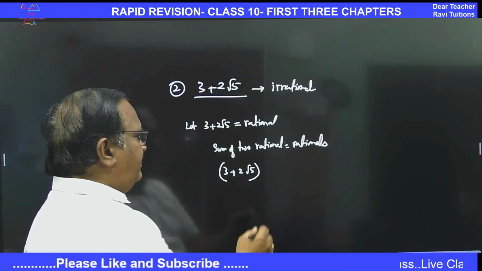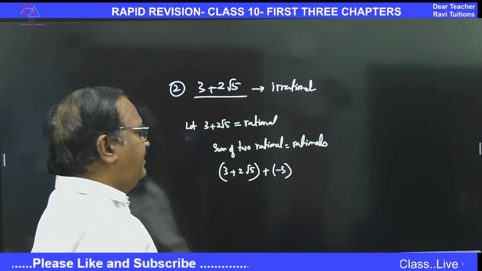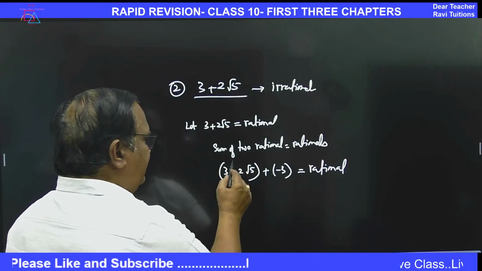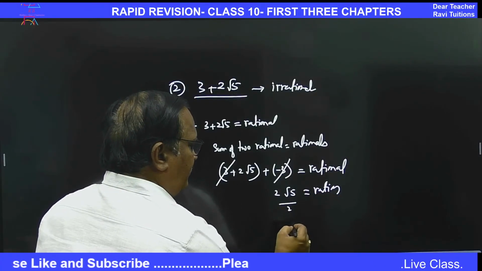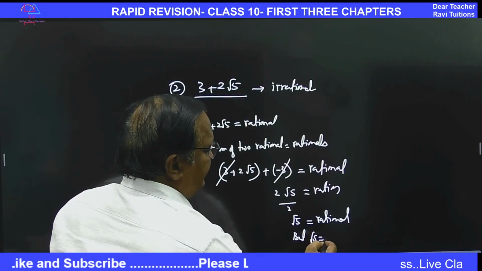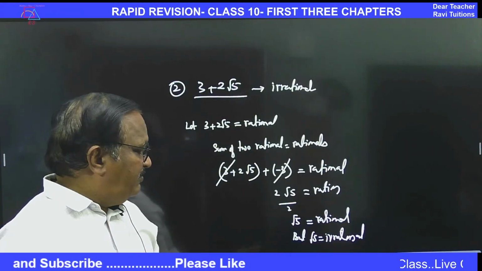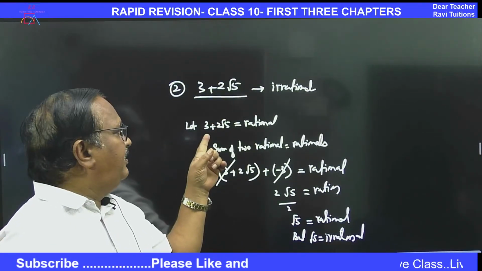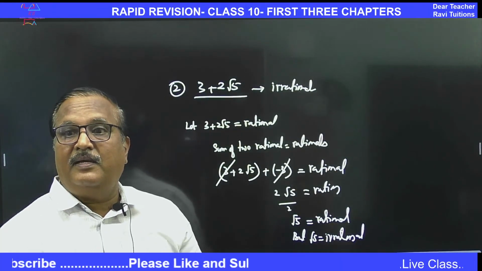Let us take one more rational number, minus 3. So then what will we get? It should be a rational number. This 3 will get cancelled, so 2 root 5 is a rational number. Dividing by 2, root 5 is equal to a rational number. But we already proved root 5 is an irrational number. Contradiction. Therefore, our supposition is wrong. 3 plus 2 root 5 cannot be a rational number. Therefore, 3 plus 2 root 5 is an irrational number.